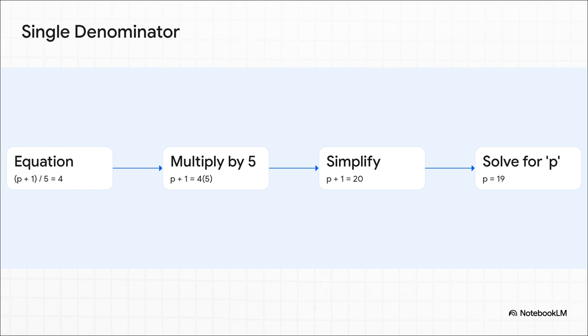So let's start with a single denominator. Our goal is to get rid of that divide by 5. How do we do that? Well, we do the opposite. We multiply both sides of the equation by 5.